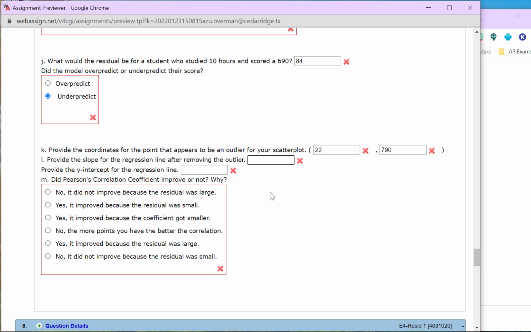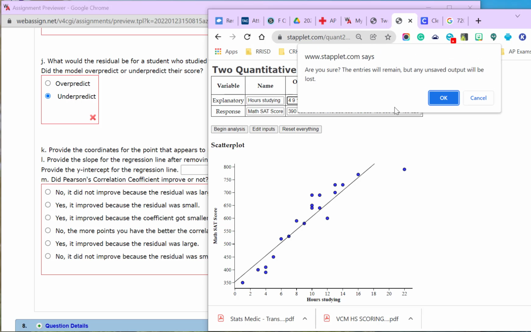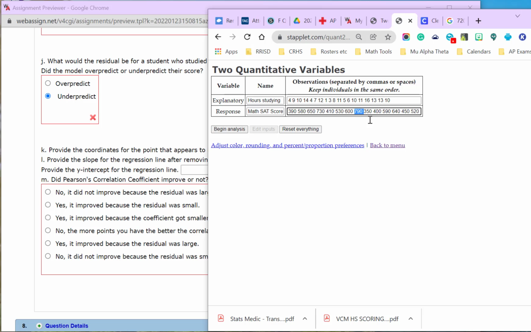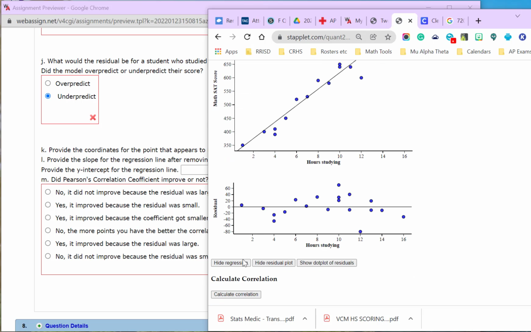Provide the slope of the regression line after removing the outliers. So what we're going to do is take that 790. Doesn't say which two. So there's only 122, thank goodness, and there's only 790. So delete that, and then delete this. And begin my analysis, and calculate the least squares regression line and a correlation. Oh, look, it got stronger.